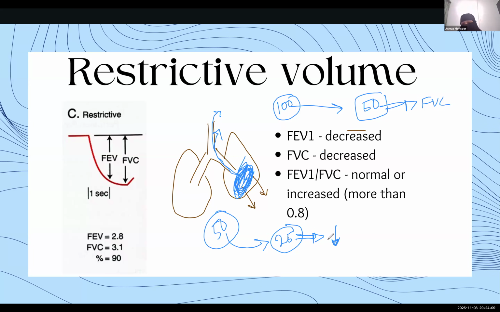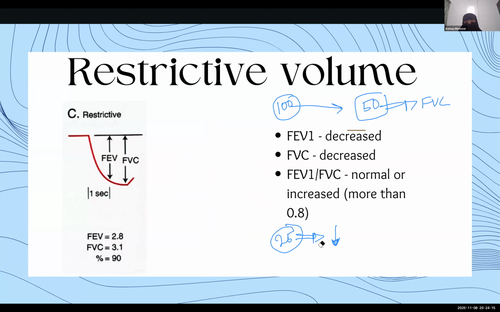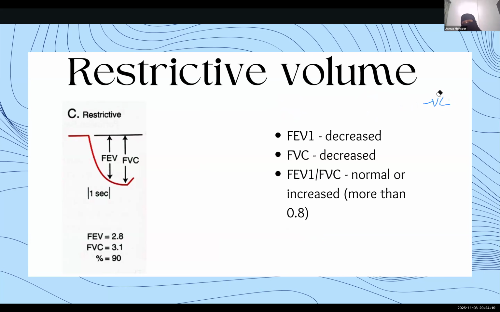Yes, Mariam, you are right. A person who has restrictive diseases has no issue with exhaling, but the only issue is with inhalation, and that is why they have less air inside the lungs, and so less air goes outside the lungs. There is no problem in exhalation.